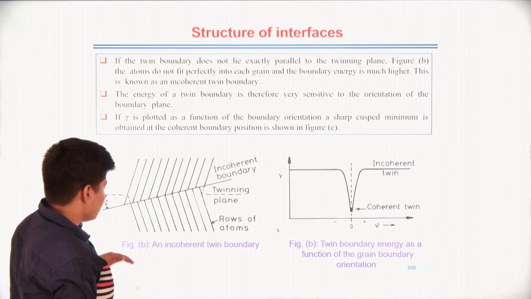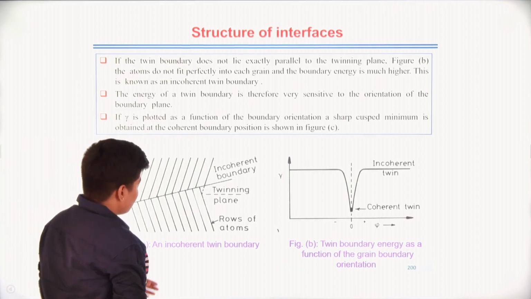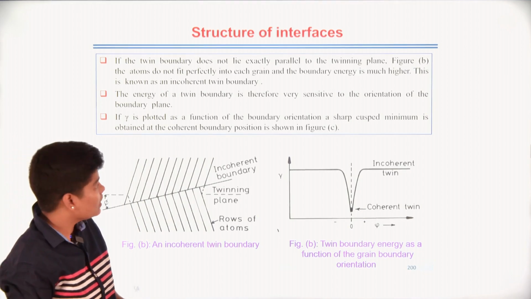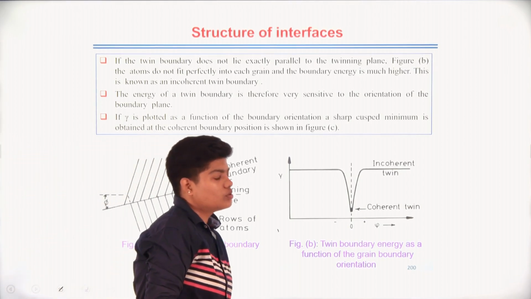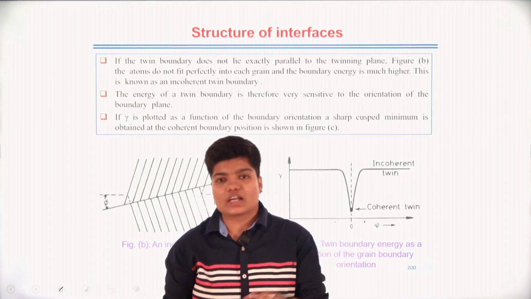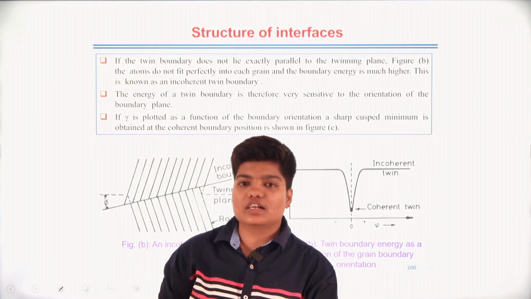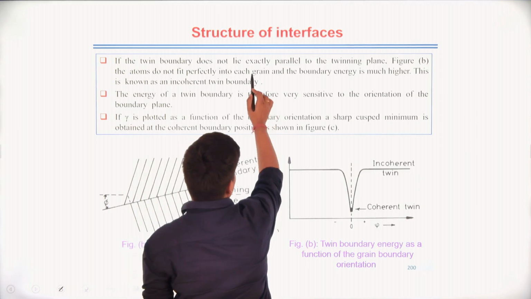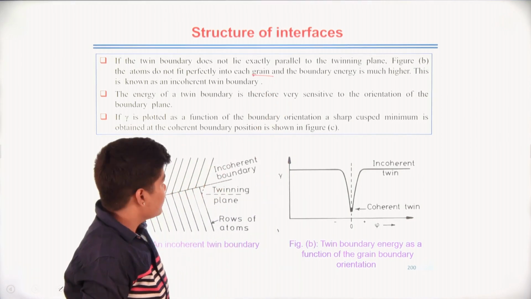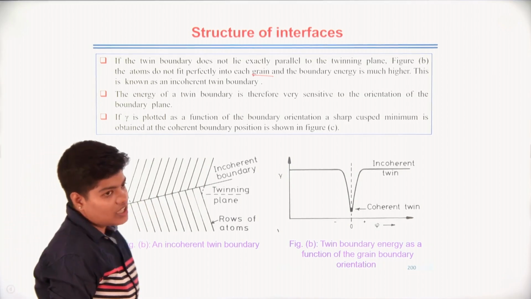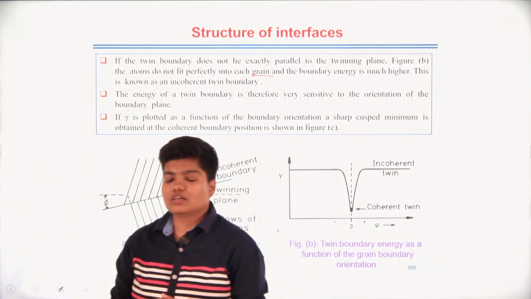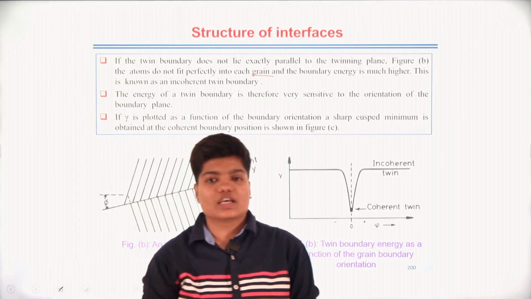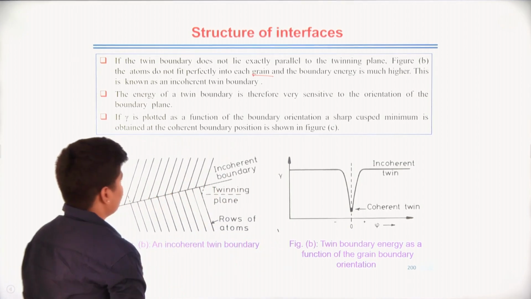Here the image is shown. What is the twin boundary and what is the twinning plane? If the twin boundary lies exactly parallel to the twinning plane, the atoms can fit perfectly into each grain. If the twin boundary is not parallel to the twinning plane, that type of boundary is known as an incoherent twin boundary.